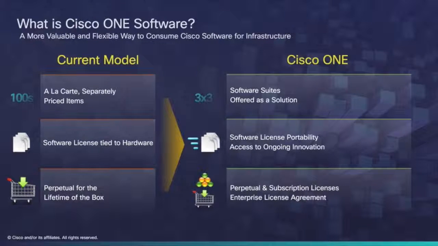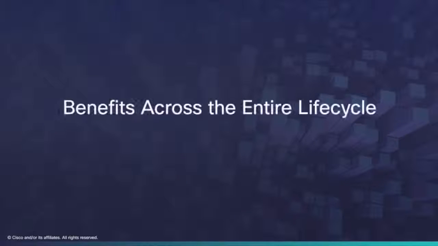Cisco One also decouples the software features from the hardware, enabling software license portability and access to ongoing innovation for the life of the software versus the hardware. And finally, licenses are perpetual or subscription-based and have several ELA options to use for procurement. So, in summary, Cisco One software makes it easier to buy and sell, allows portability and innovation, and gives our customers the flexibility of licensing in the way that makes the most sense to them.